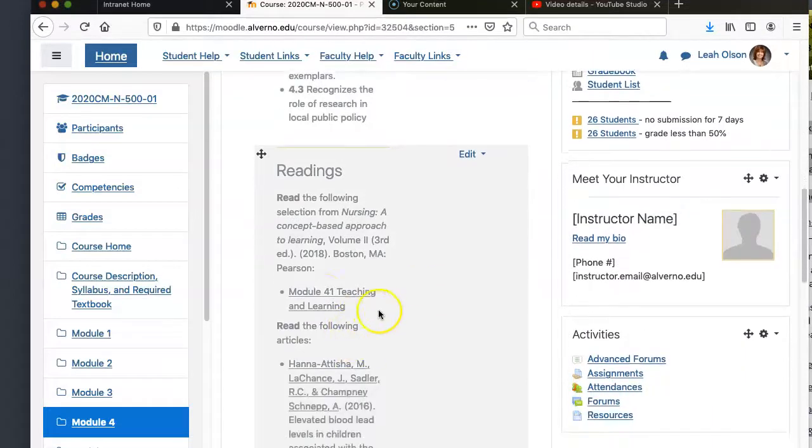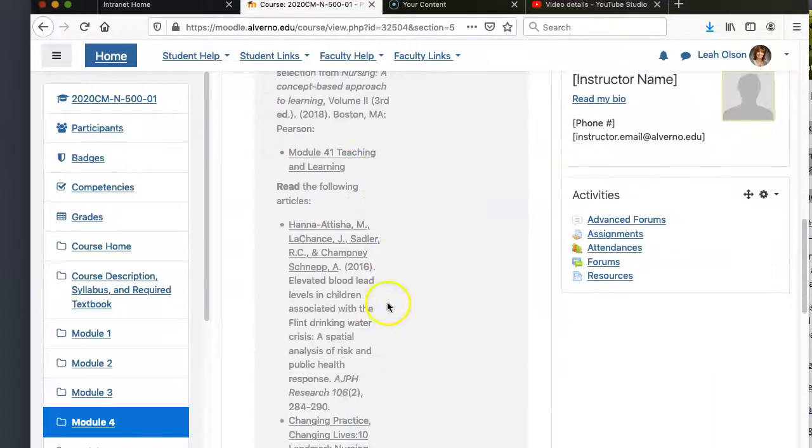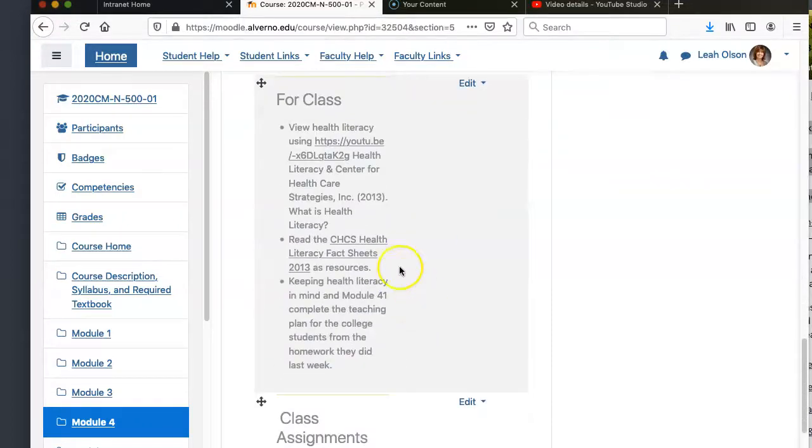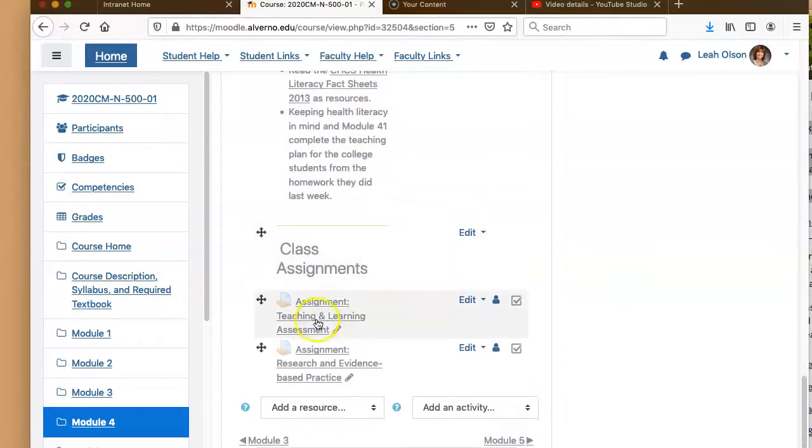So here is the teaching and learning module. This is a nursing article you're going to read for part of your homework. This is the article that our author actually wrote and published based on her findings with the elevated lead in the drinking water. These are just some examples of landmark research studies. They're just here for you to look at. So I want you to think about health literacy. I want you to watch this video. It's about 12 minutes long, I think. And then here's some literacy facts, because you're going to have to keep those things in mind.